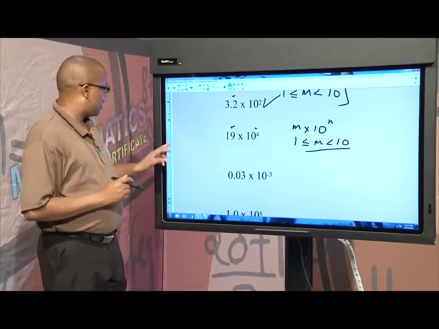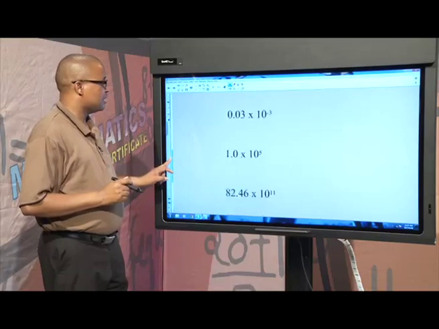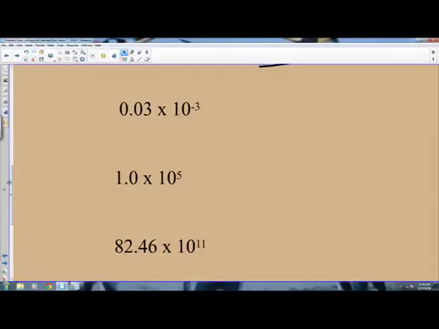Let's go to the third one. The third one is 0.03 times 10 to the power negative 3. Negative 3 is a negative integer. So it does satisfy the situation where we are saying m times 10 to the power n. It's negative 3, which is an integer. But what about the value of m? We are saying m should be within the range 1 to 10. So this doesn't satisfy the second condition. So this is not in standard form.